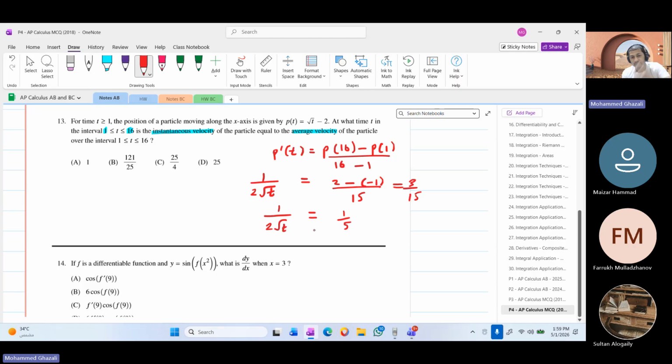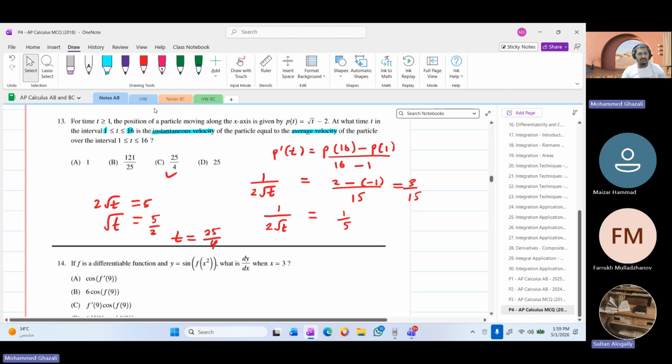You need to solve for t. Flip both fractions. So 2 root t equals 5. Wait, hold on, root t equals 5 over 2. So t equals, square both sides, 25 over 4. Exactly.